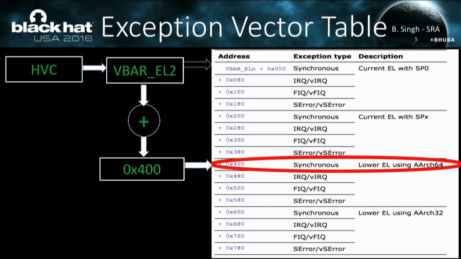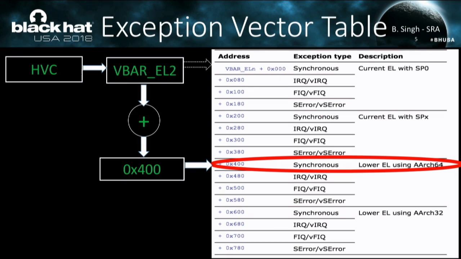The base addresses of these exception vector tables are stored in special registers called VBAR registers. Each EL has its own VBAR register that points to the corresponding exception vector table for that particular EL. So VBAR_EL2 will point to the exception vector table of EL2, and this exception vector table has 16 handlers in it, and each handler is executed based on the kind of exception. In case of an HVC originating from a 64-bit kernel, the exception handler that will be executed will be at an offset of 0x400.